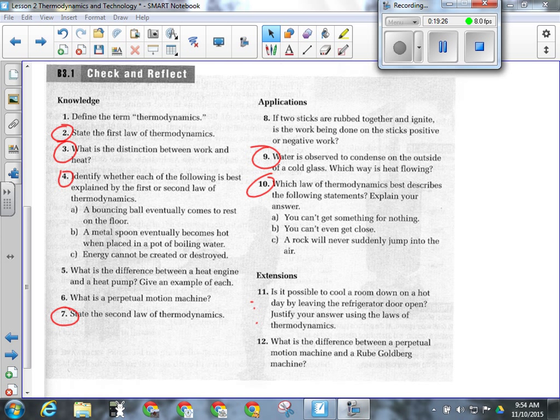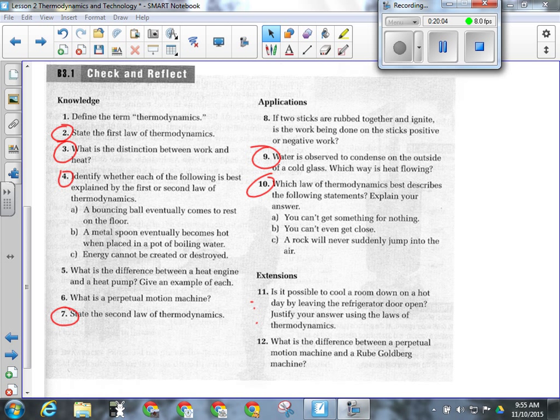Identify whether each of the following is best explained by the first or second law of thermodynamics. A bouncing ball eventually comes to rest on the floor. Is the ball losing energy? It is. So where's that energy going? To the surroundings. Which law is that? Second law. It's coming to rest because it's losing energy to the surroundings. It's the high energy object. The surroundings is the low energy area, so it's naturally moving away. If we're talking about the first law of thermodynamics, it'd be better explained by something that kept moving for a long time.